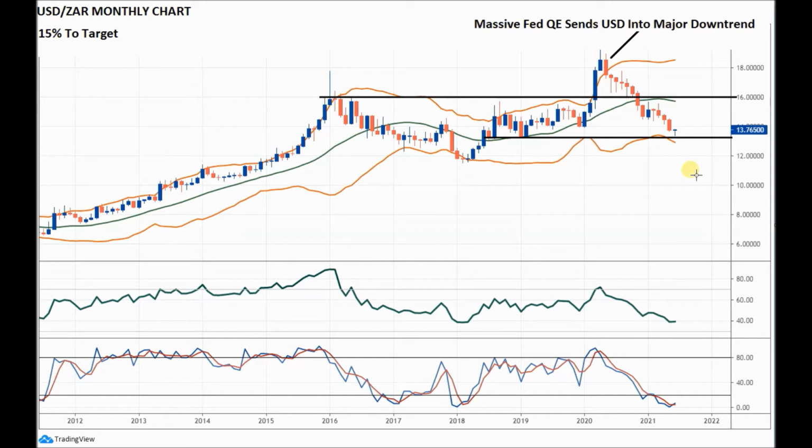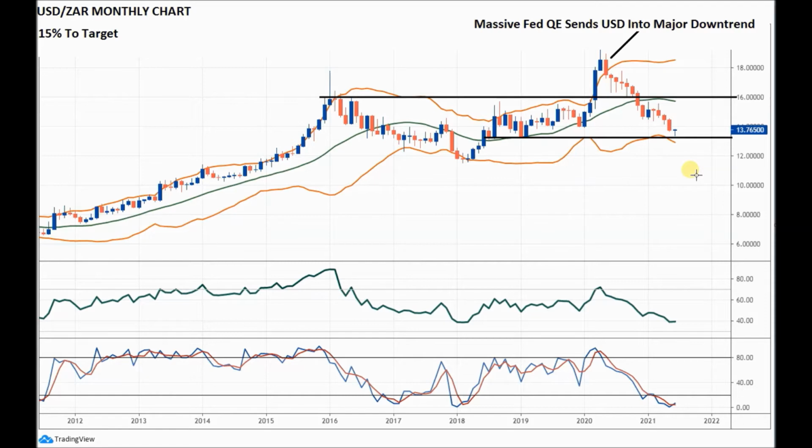Emerging market currencies are always good to trade because they tend to be very volatile. So they move quickly, and you don't need a big position to make really good gains out of a trade like this. Hopefully it'll come to fruition.